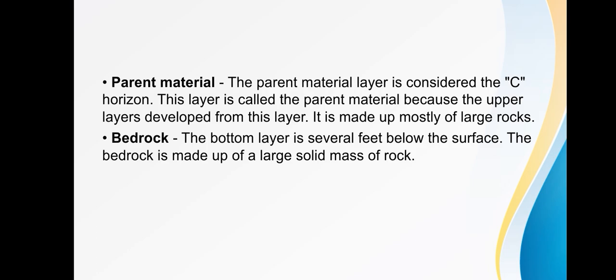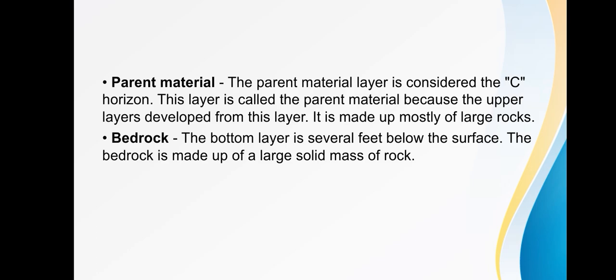Parent material. The parent material layer is considered the C horizon. This layer is called the parent material because the upper layers develop from this layer. It is made up mostly of large rocks. So parent material is the geologic material from which soil horizons form. There are several variations of parent material: weathered bedrock, till, outwash deposit, Aeolian sand, loess, alluvium, and local overwash.